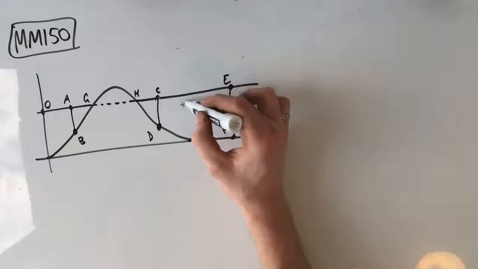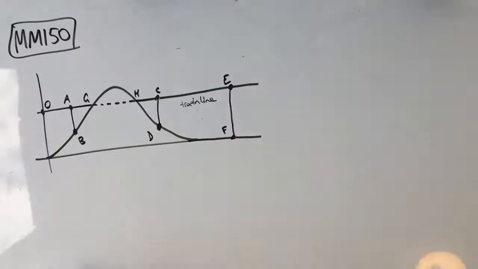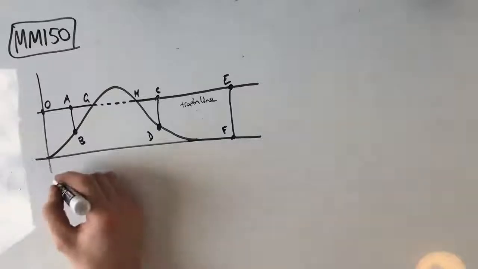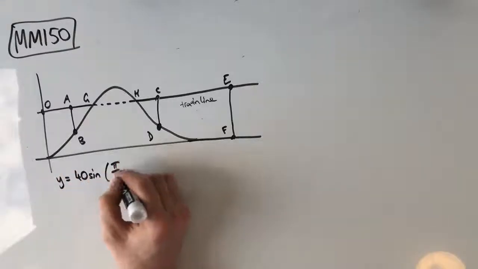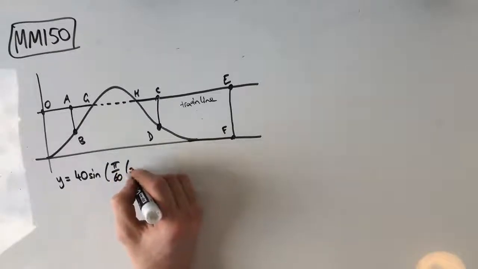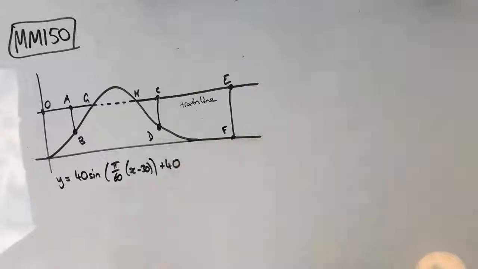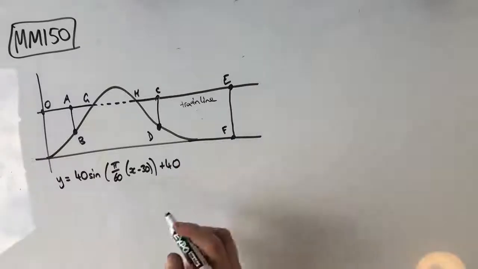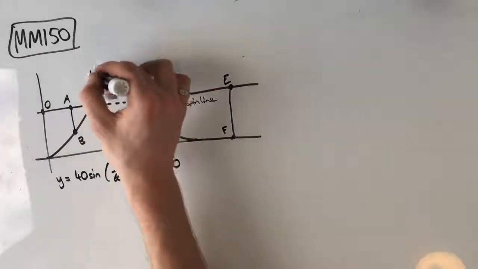So this bit here is our train line. And the shape of the mountain is modeled by y equals 40 sine pi on 60 times x take 30 plus 40. Awesome. The length of the tunnel GH is 20 meters. So from here to here is 20 meters.